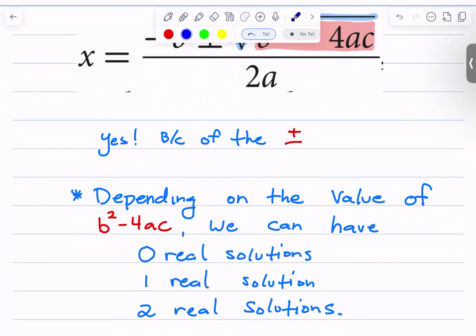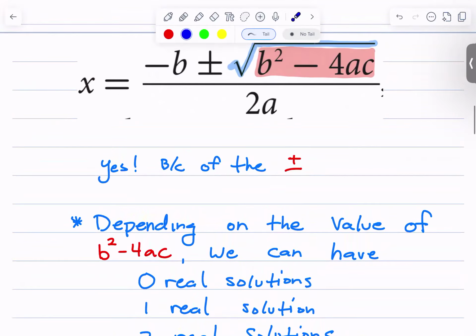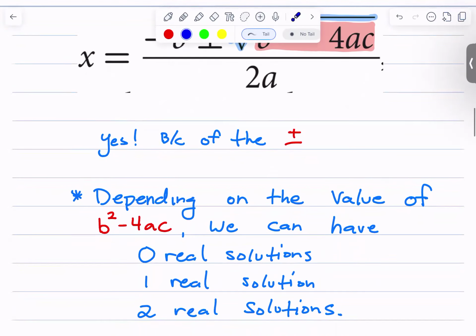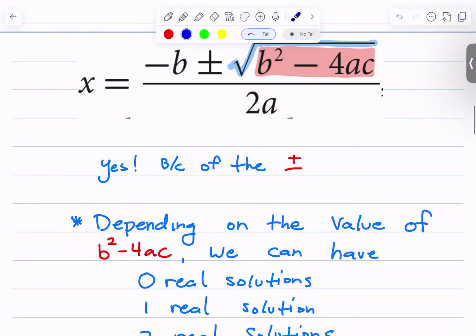Now we're going to take some time to think about the value of b squared minus 4ac. When b squared minus 4ac is one value, it's 0 real solutions. When it's another value, it's 1 real solution. And when it's another value, it's 2 real solutions. So let's take some time to think about what those values are.